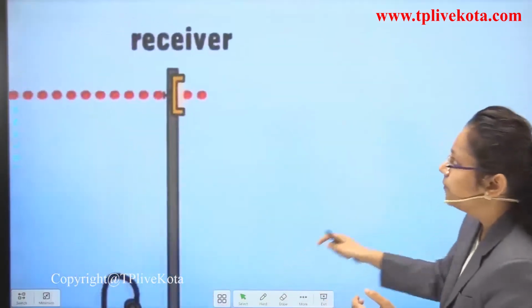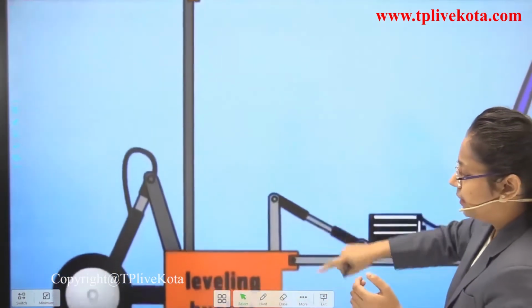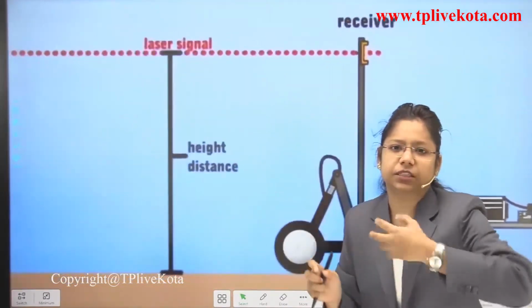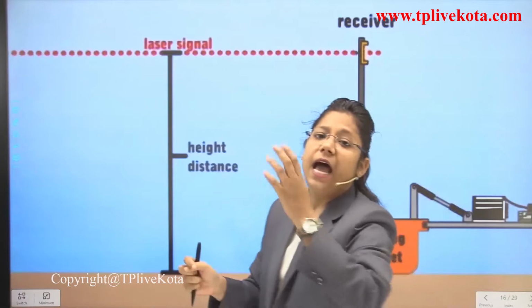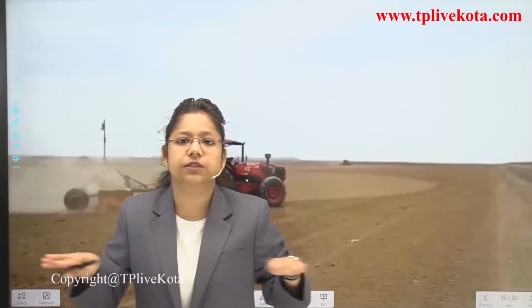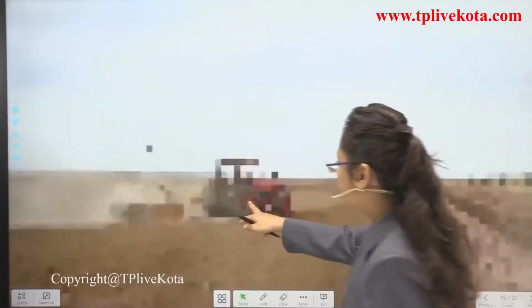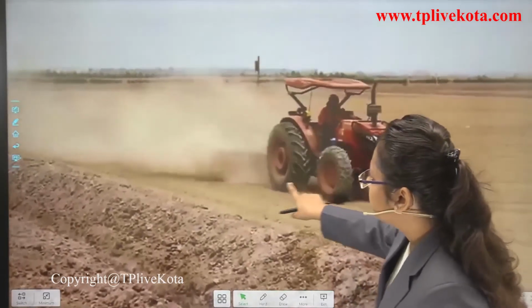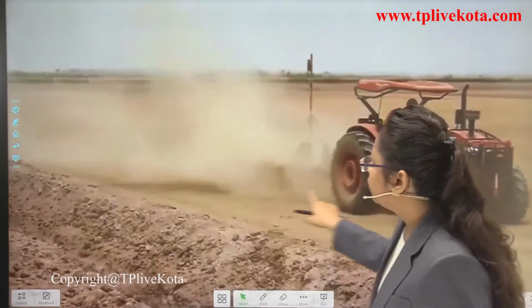You can see here, this receiver is getting the rays and the extra material is going to be collected inside the bucket, means these crumbs are going to be removed and this soil will get to a particular level, means this soil surface is going to get smooth. You can see here this tractor working, and these crumbs are getting removed and the soil is leveled to a particular position, means there has to be a smooth soil surface over here. Now did you understand what is leveling?